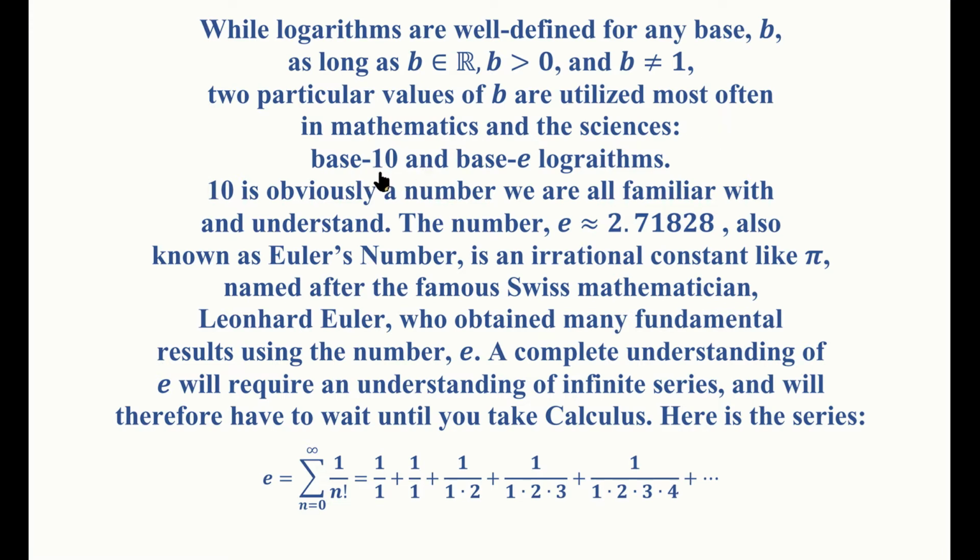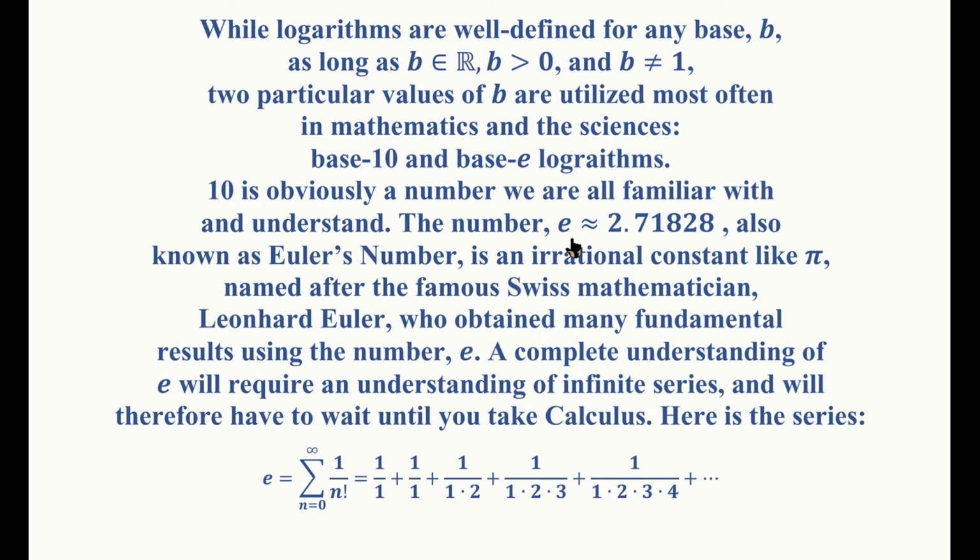One is base 10, which of course we're all familiar with, the number 10. The other is base e logarithms, which may not be that familiar to you. E is a number which is irrational and it's a constant like pi. Its value does not change, and it's approximately 2.71828. So as you know, irrational numbers have a decimal form which never ends or repeats. Therefore, this is just an approximation rounded to 5 decimal places.